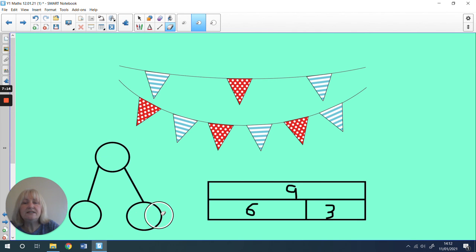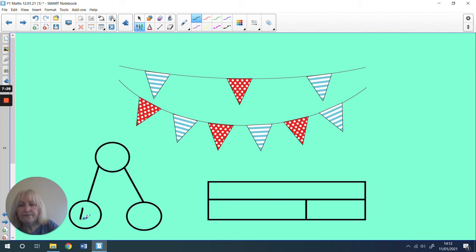Maybe you decided to have a little think about the spotty flags and the stripy flags. So maybe you've decided to count the red ones first. 1, 2, 3, 4. And the stripy blue ones. 1, 2, 3, 4, 5. So maybe your thinking was that. There's still 9 in total. 9 is the whole. And this time, which is the biggest number? The largest number is 5. So the 5 could perhaps go there, and 4 more. Okay.